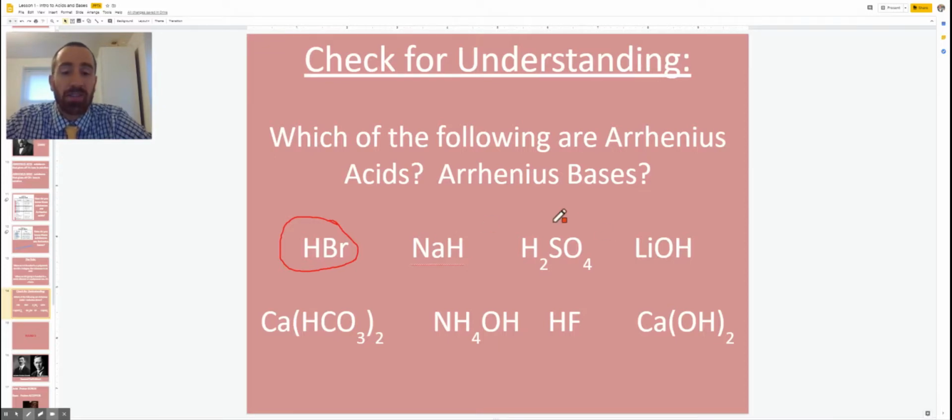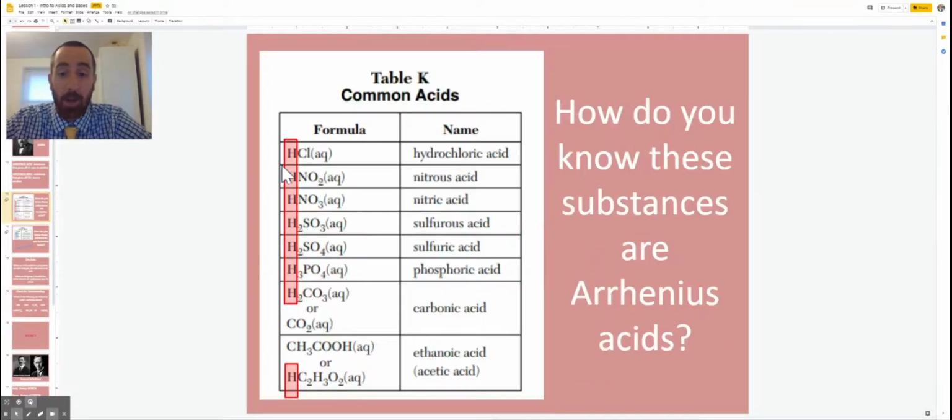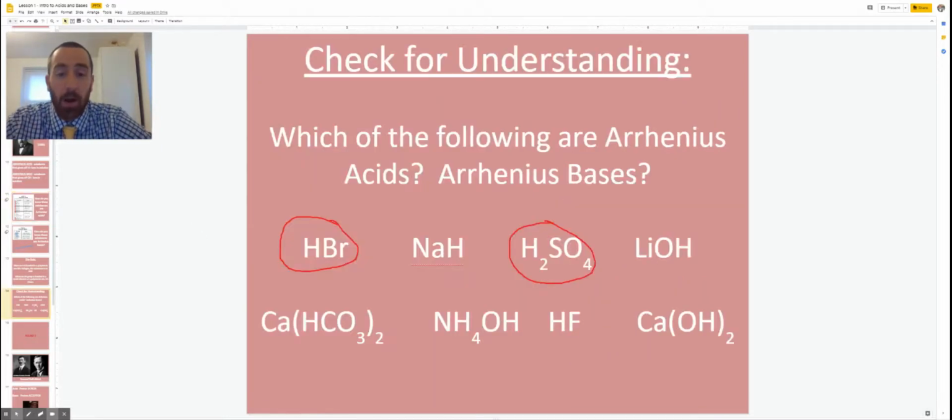Okay, H2SO4, that has the H on the front, and more importantly, it actually is one of the acids on the common acids table. H2SO4, it's actually on the common acids table. HBr is not here because it's not a common acid, but it is there as well. Okay, so you have HBr, H2SO4, and that's it. Those are the two acids on the table.